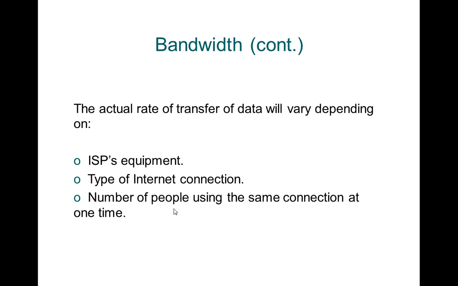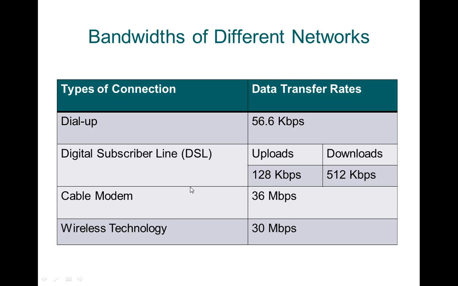Then we also talked about what the actual rate depends on besides the bandwidth, that is the ISP, type of internet connection, and number of people using the same connection at one time. These are the multiple bandwidth connection options. Dial-up has a bandwidth of 56.6, then DSL, cable modem, wireless technology.